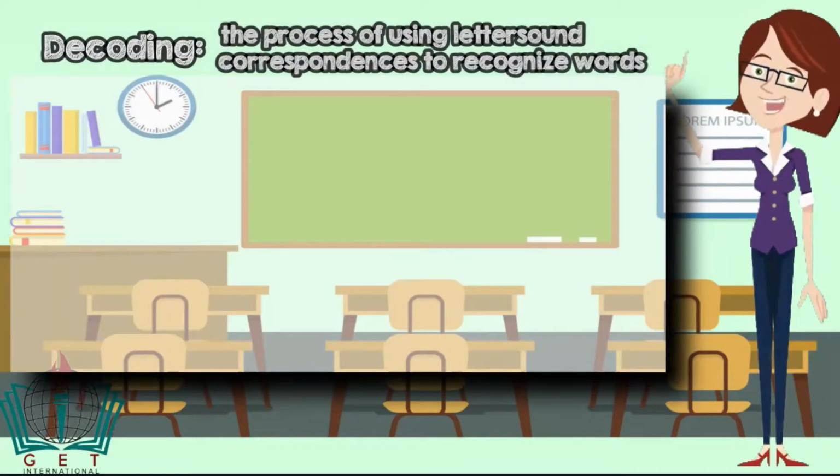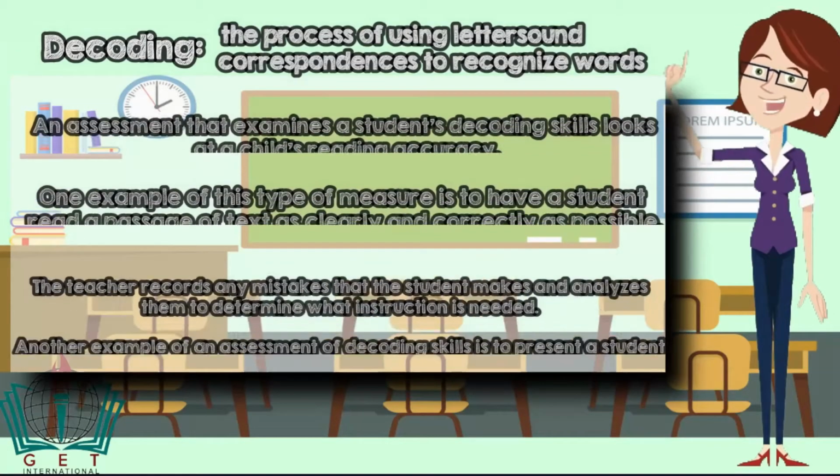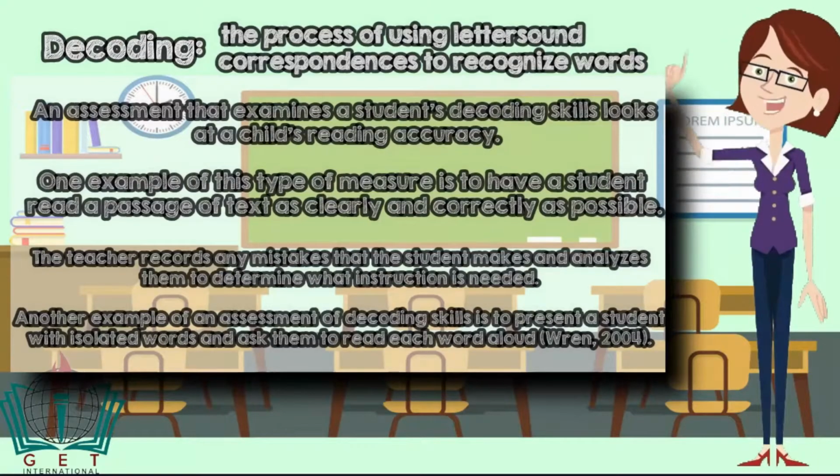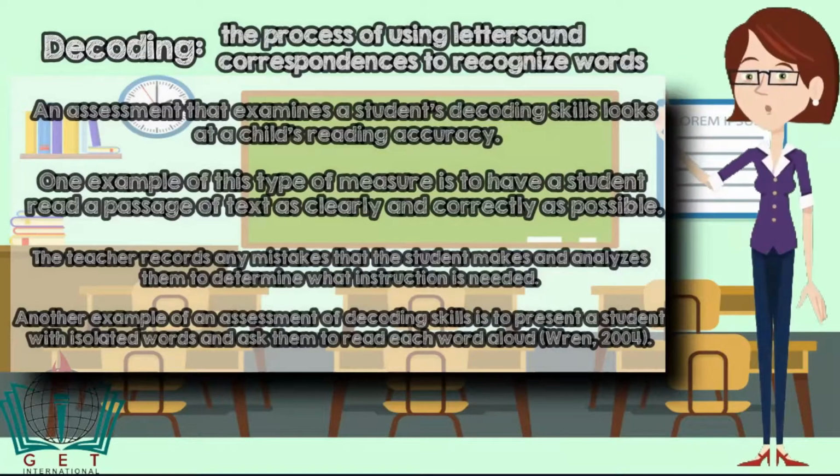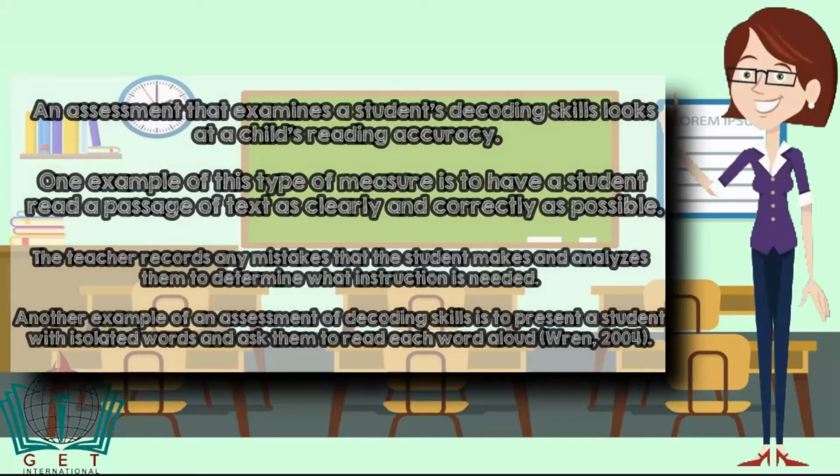Decoding, the process of using letter-sound correspondences to recognize words. An assessment that examines a student's decoding skills looks at a child's reading accuracy. One example of this type of measure is to have a student read a passage of text as clearly and correctly as possible. The teacher records any mistakes that the student makes and analyzes them to determine what instruction is needed. Another example of an assessment of decoding skills is to present a student with isolated words and ask them to read each word aloud. Wren, 2004.